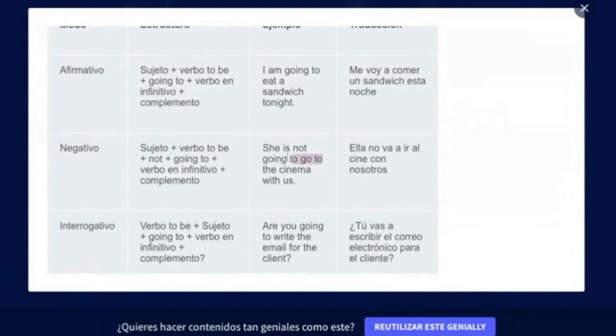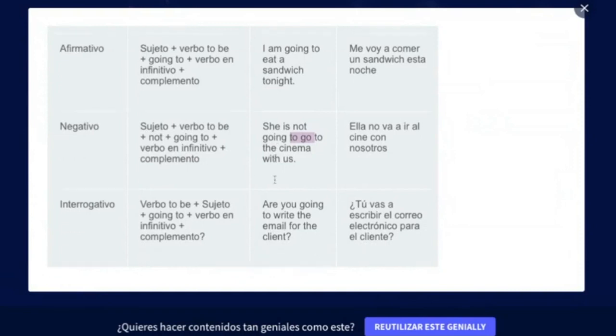She is not going to the cinema. Quitar ese to go. Sí, es correcto. Cuando hablamos del verbo go, lo podemos omitir, porque ya tenemos going. Entonces, se puede dejar o se puede omitir. Es correcto en ambas situaciones.